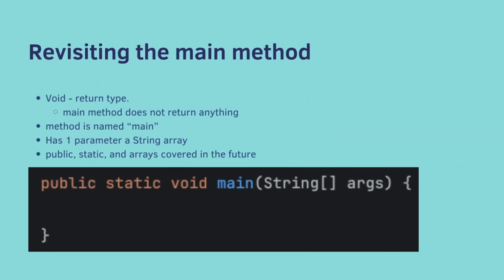Let's take the time to revisit the main method. So notice you can see the void keyword. This is your return type. So the main method, it doesn't return anything because who would it return something to? It's your main method. Its goal is to just start up your program. Notice the method name is named main. It has one parameter. It's a string, but there's something else going on here. You've got these square brackets. That's technically an array. We'll cover that in the future. And then in the future, we will of course cover public and static, but the main method should be a little less confusing to you now.